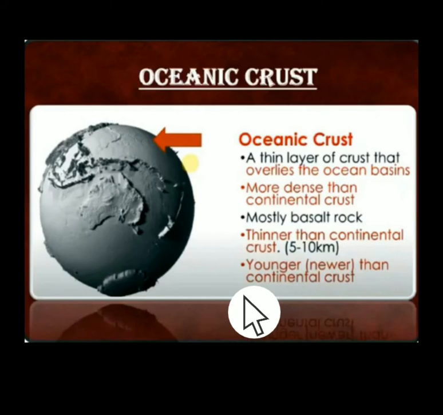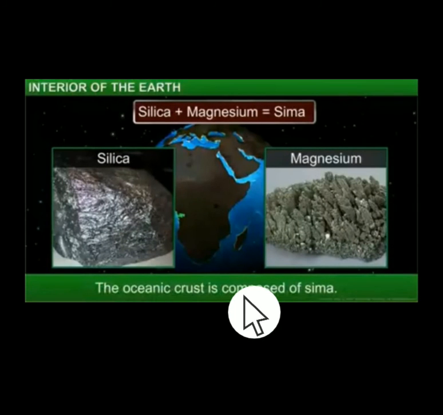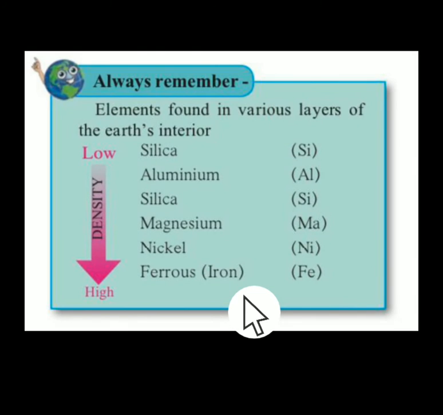We have seen this in the previous lectures also. Silica and magnesium, when combined together, give us sima, which is what this layer is called. And these are the various elements that are found: silica, aluminium, silica again, magnesium, nickel and ferrous, that is iron. These are the various elements found within the earth's interior. This comes above and this comes below, so density goes from low to high.